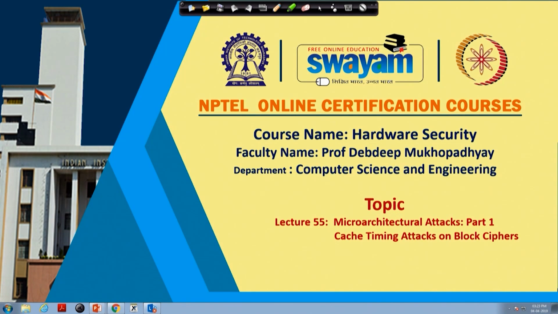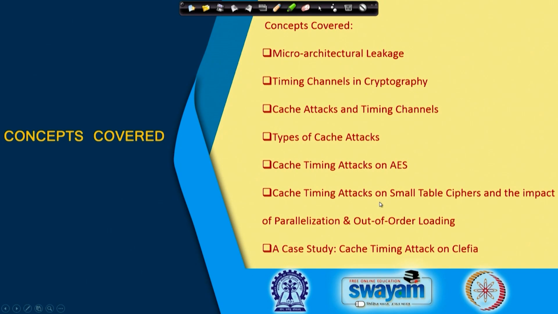Welcome to this class on hardware security. So today we shall be starting a new topic. We shall be starting to discuss what are called microarchitectural attacks, which is basically the confluence of computer architecture and its effect on the security of ciphers or cipher implementations. We shall be starting this discussion with a quick discussion about what is meant by microarchitectural leakages.